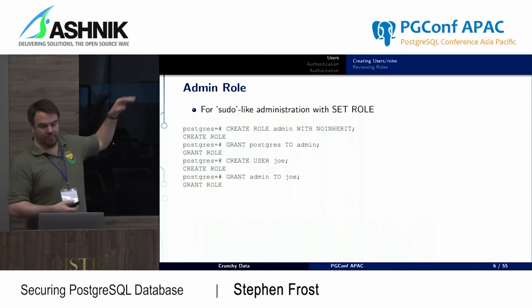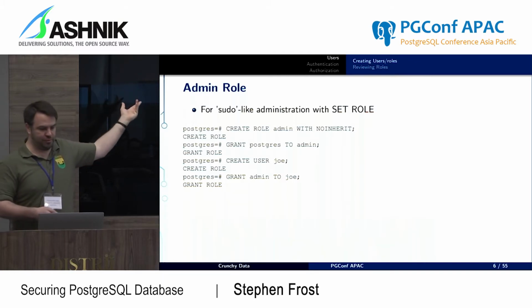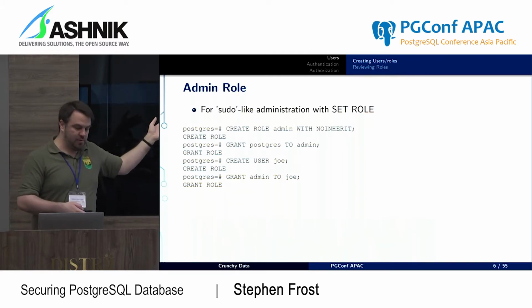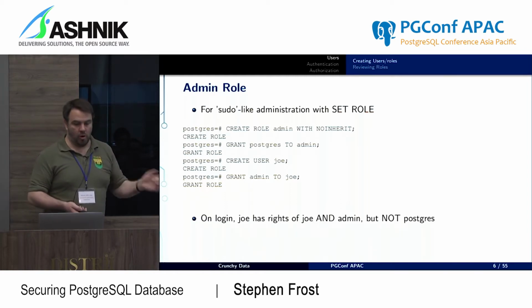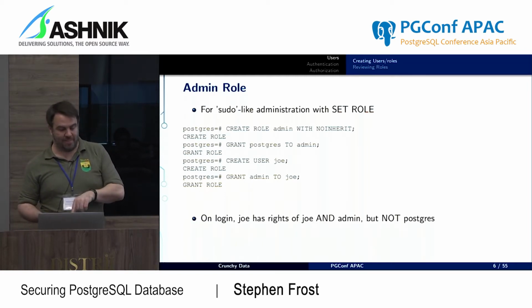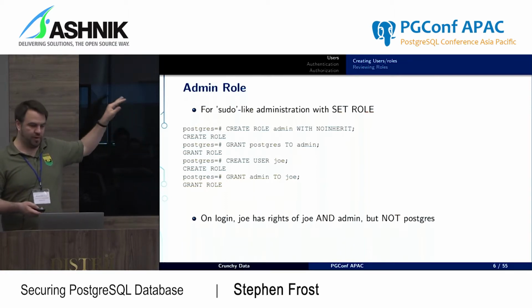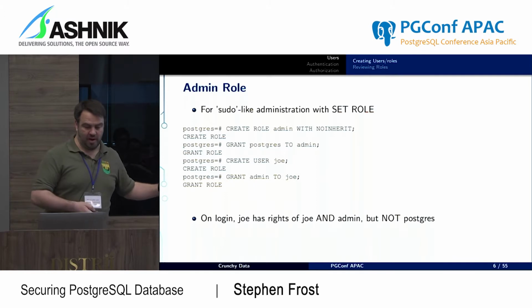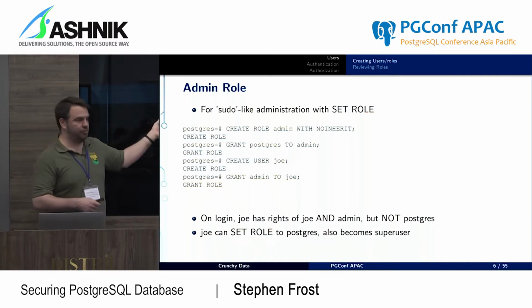So here I'm creating a role with no inherit, and then I'm going to grant Postgres to that role, and then I'm going to create some user Joe, and I'm going to grant admin to Joe, right? So on login, Joe has the rights of Joe and admin, but not of Postgres, and that's because Joe is set to inherit, but admin is set to no inherit. Joe, however, is able to set role to Postgres.